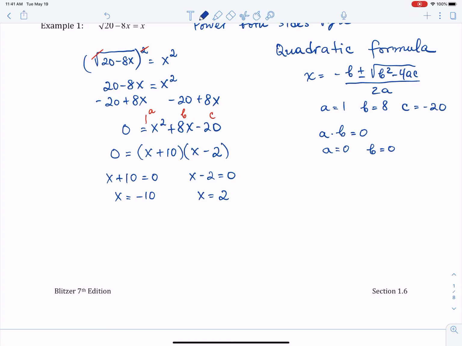We're going to check with x equal to 2. Again, in the very first problem, is square root of 20 minus 8 times x equal to x? And 8 times 2 is 16, 20 minus 16 is 4, and the square root of 4 is equal to 2. So this solution checks, which means there is one solution and the solution is x is equal to 2.